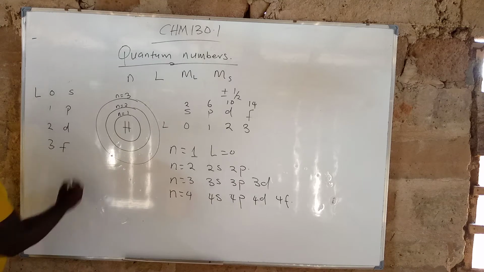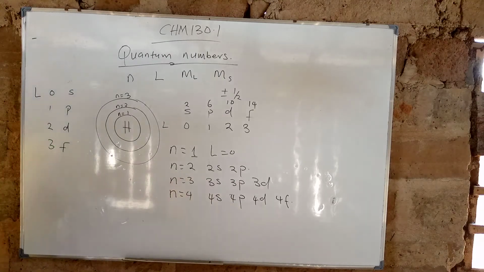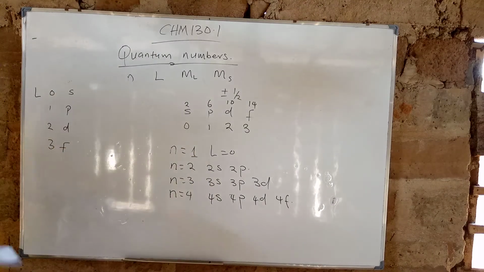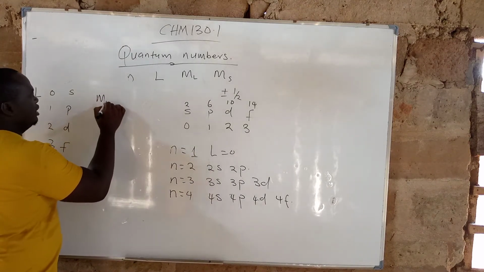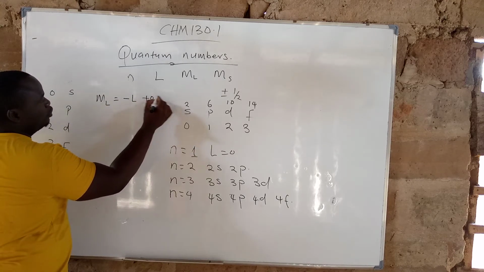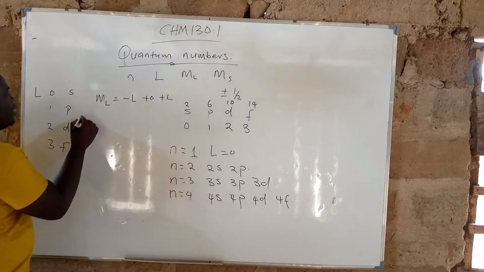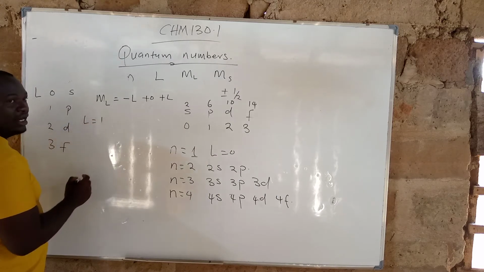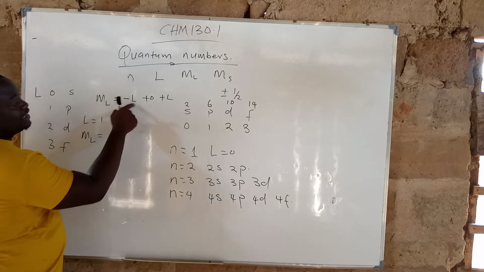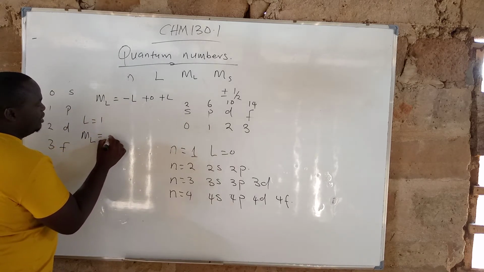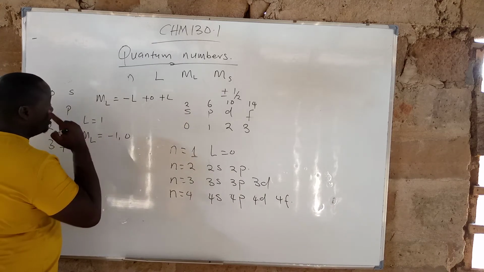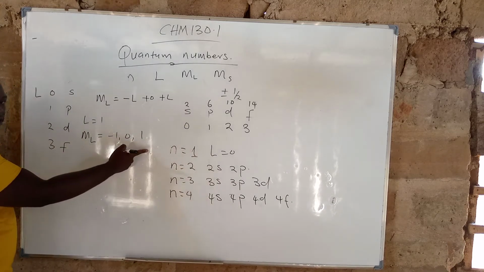Now, what is the relationship between L and ML? The relationship between L and ML is easy. ML ranges from minus L to plus L. Therefore, if my L is equal to 1, the value of my ML must automatically be from minus L to plus L. So it's going to start from minus 1. We're counting down, down, down. So minus 1, then 0, then what? 1. That's the value of the ML.